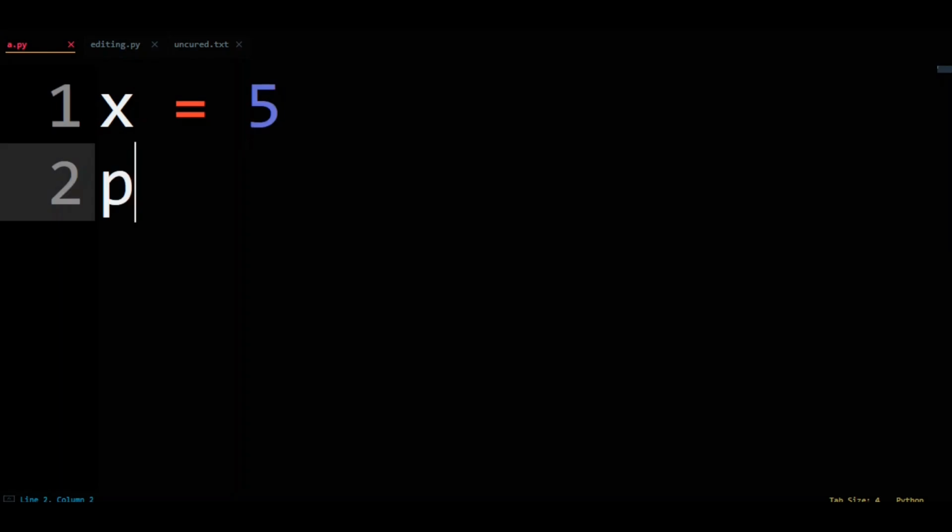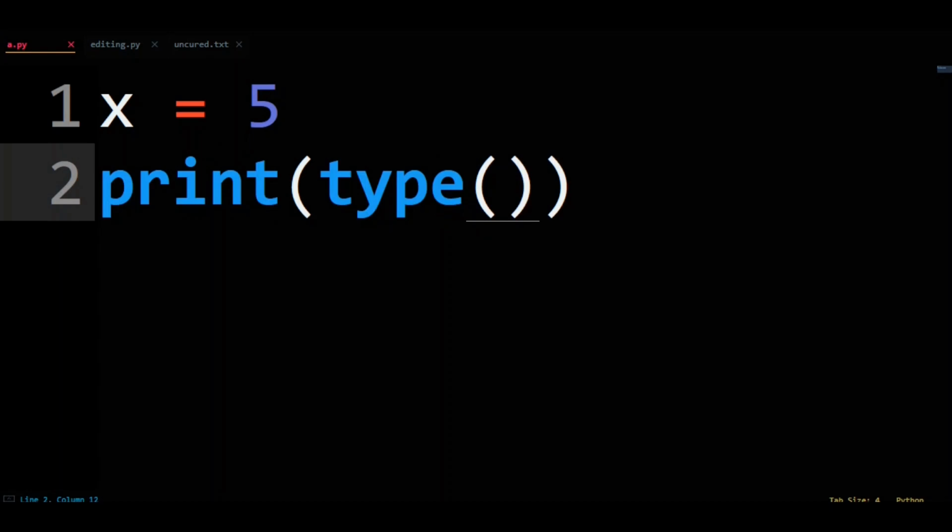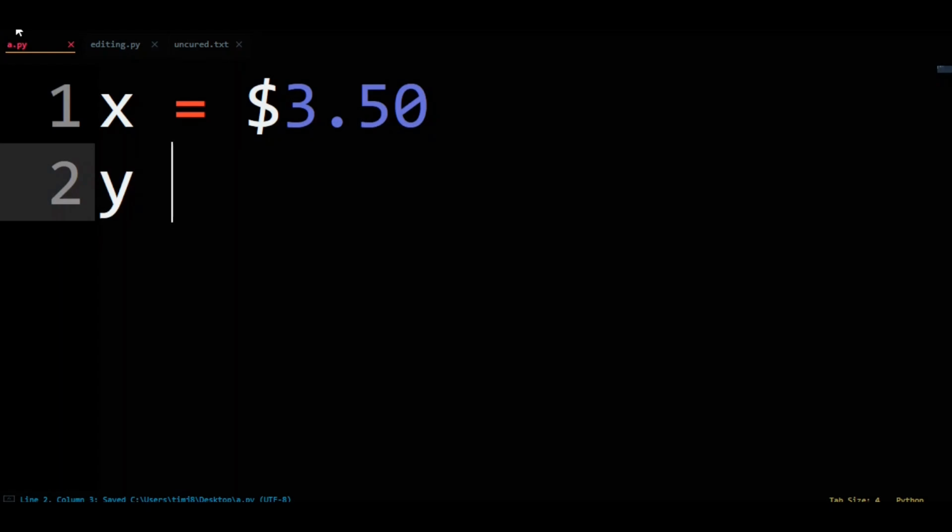There's a function for that. We can do x equals 5, then print type of x. Type tells us the type of the variable. If we run the code, you'll see that x is an int. Let's make some new variables. x equals $350, y equals 1,000, known more commonly as 1,000.